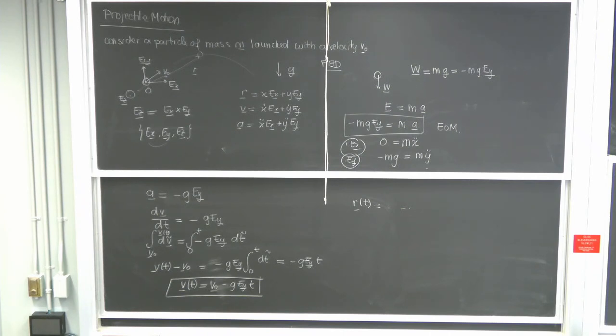You need to be underlining vectors. That's a vector v, needs to be underlined, v0 also. Okay, all the vectors you need to underline.